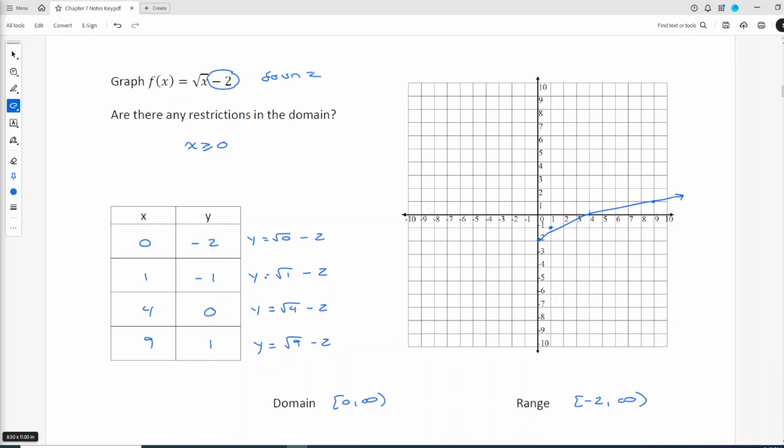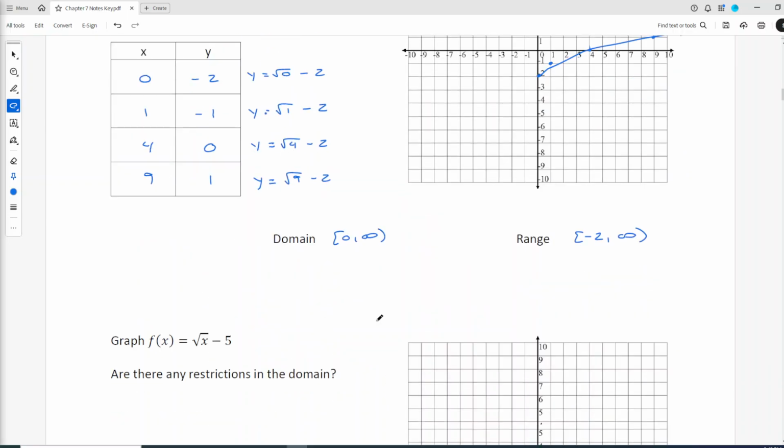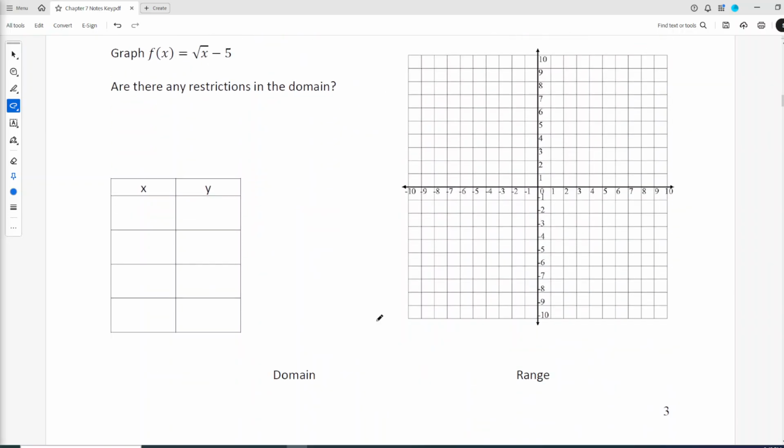All right, so now what I would like you to do is try one. So now I've got y equals the square root of x minus 5. Ask yourself the question, are there any restrictions in the domain? Can I still choose 0, 1, 4, 9? What's my graph going to look like? What is this square root of x minus 5 going to do? Okay, so pause the video, give this one a go.